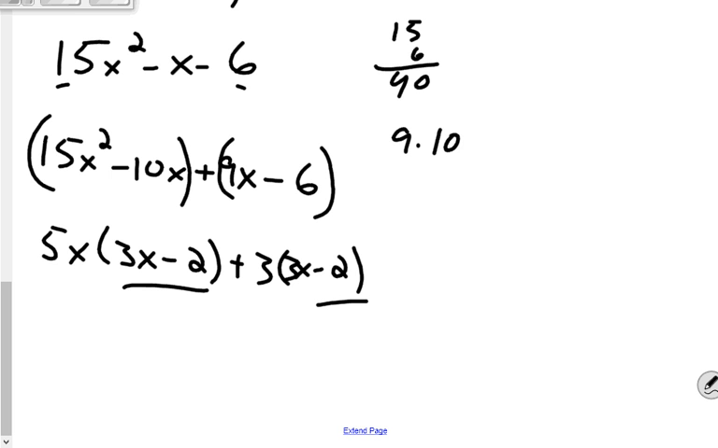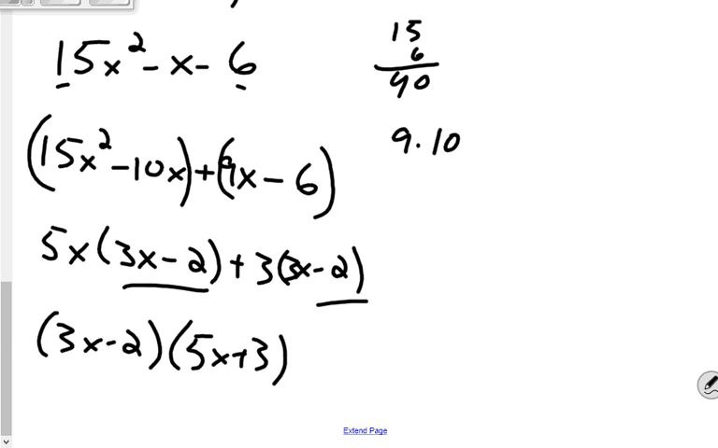Now we look here. These two are the same, so we can technically take out a common factor of 3x minus 2, and then all I'm left with is 5x plus 3. What? That's crazy. I don't know why that's so shocking to me.